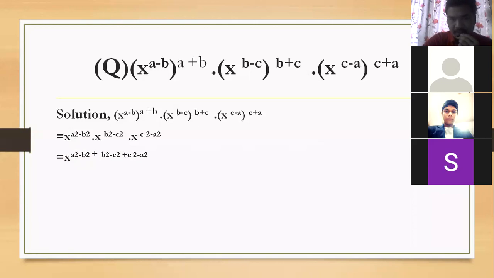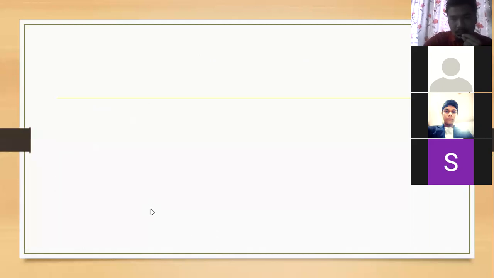And A square minus B square, B square minus C square, and C square minus A square, they will all be added and its power will come to 0 and its value will be 1. Have you understood, children? Yes, sir. Okay, Nimesh has said yes. Okay, very good. Have you done it? Yes, sir. Good. Let's do the next question.